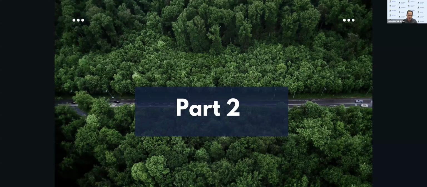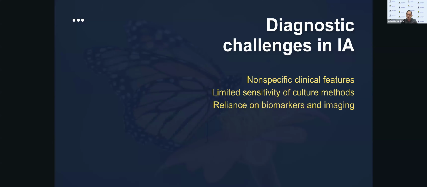Part 1 was talking about IC, or invasive candidiasis, and now I'm going to talk about invasive aspergillosis. There are a few diagnostic challenges in invasive aspergillosis. First, it is non-specific in terms of clinical features. Again, culture methods, like in invasive candidiasis, are limited for invasive aspergillosis, and we need to rely heavily on biomarkers and imaging to make the diagnosis.